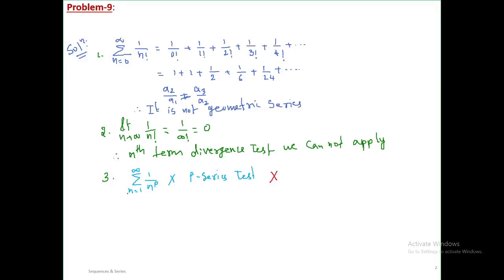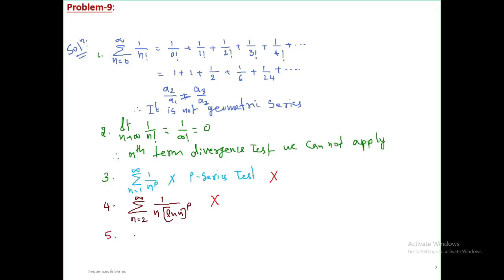Next one, fourth one, the logarithmic P series test, right? Again, for the logarithmic P series test, n runs from 2 to infinity, 1 upon n into ln n, whole raised to p. Again here, the nth term should be n into ln n whole power p, but it is n factorial. So again here we cannot apply the logarithmic P series test. So continuing, we have the integral test, right?